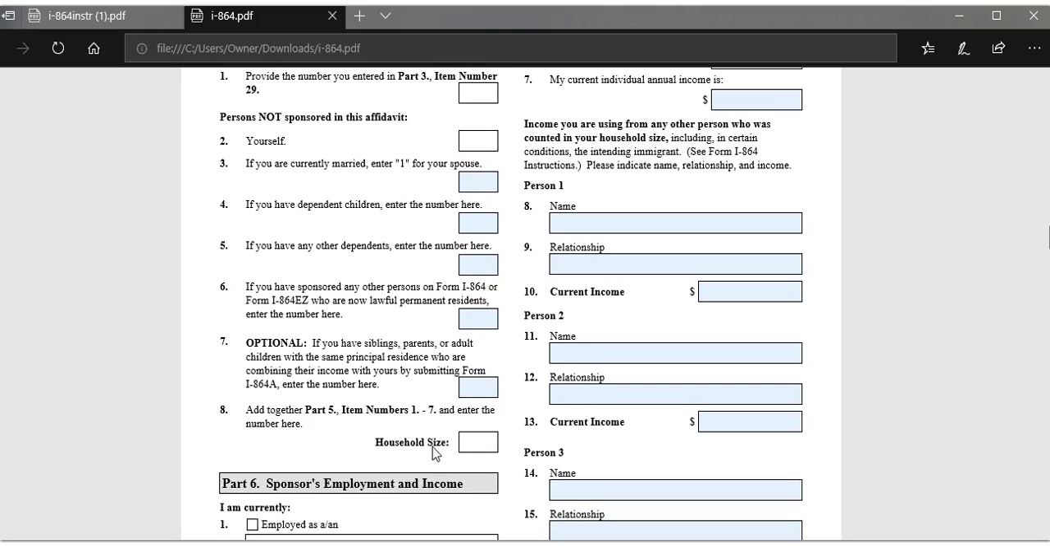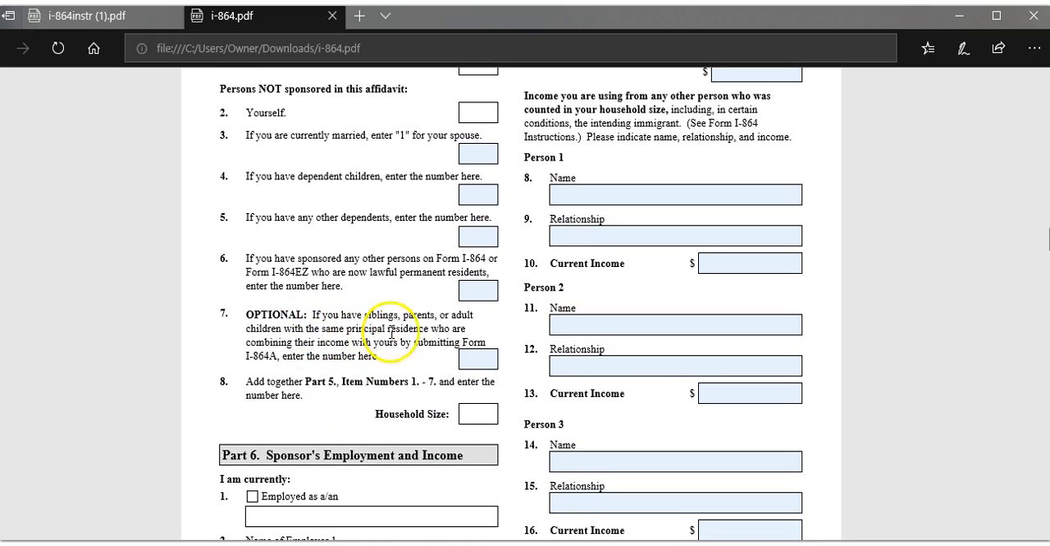And then, optional: if you have siblings, parents, or adult children with the same principal residency who are combining their income with yours by submitting Form I-864A, enter the number here. Number 8, add together Part 5, item number 1 through 7, and enter the number here. And this is going to be the total household size.